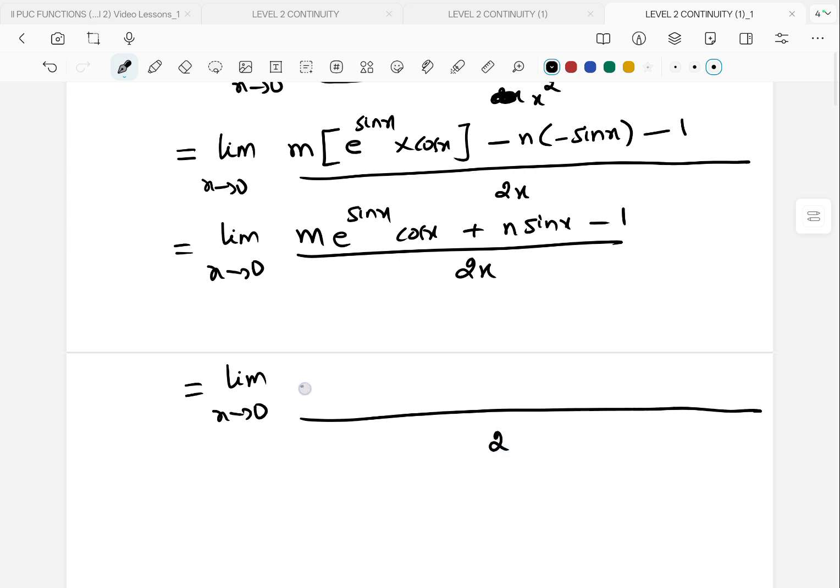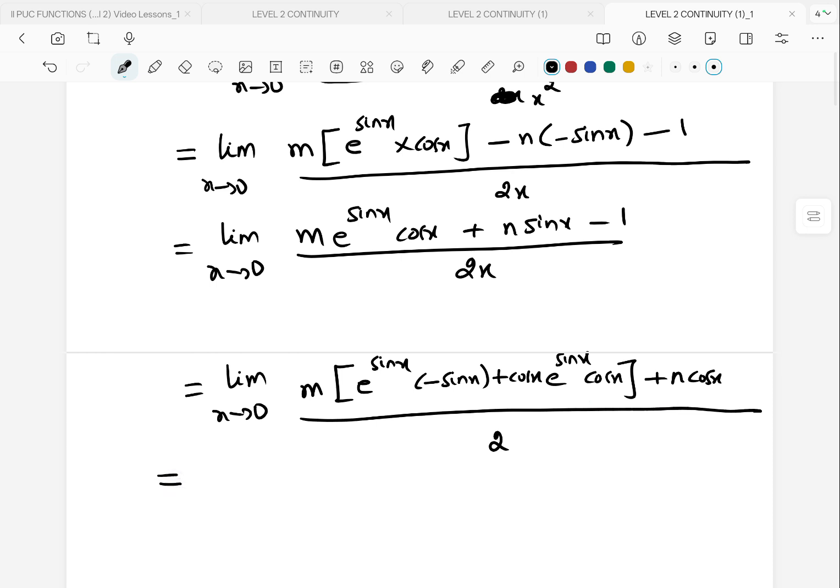Numerator m into, let me keep m outside, e power sin x into derivative of cos x is minus sin x plus cos x into derivative of e power sin x is e power sin x into cos x plus n into derivative of sin is cos, derivative of minus 1 is 0. So numerator, when you differentiate, keep m outside, e power sin x into minus sin x plus cos x into e power sin x into cos x plus n cos x by 2.